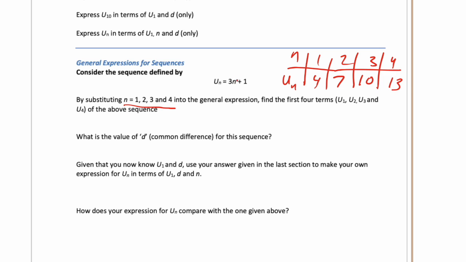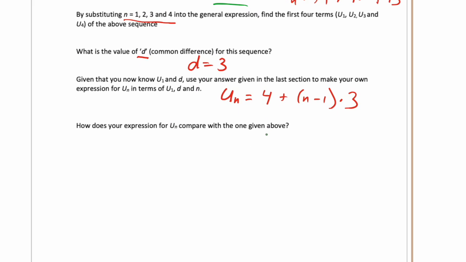As long as n is not squared or anything, you'll get an arithmetic sequence. What's the value of d, called the common difference? Well, that's obviously 3, and it corresponds to that number there. Given that you know u_1 and d, use your answer to write an expression for u_n. So using the formula from the booklet, we have the first term, which is 4, plus n minus 1 times the common difference, which is 3. So this is the same thing as this one. If you expand the brackets and simplify, you get this one here. So it is equivalent.